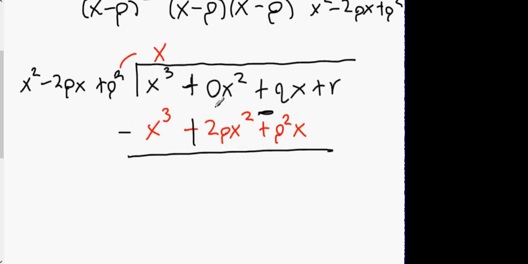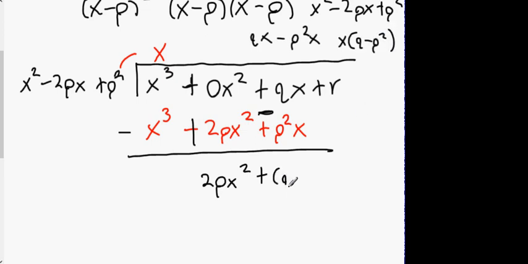Okay, so now we're going to get 2px squared. What is this, guys? What does this turn into? It's qx. Yeah, you're going to do an x bracket. You're right about that. So what do you get here? x bracket q minus p squared. I like to do q minus p squared x. I like keeping the x behind it, but it's a preference, okay, not a necessity.